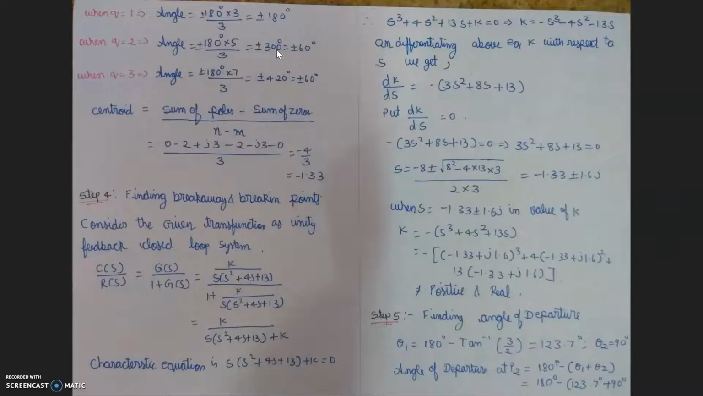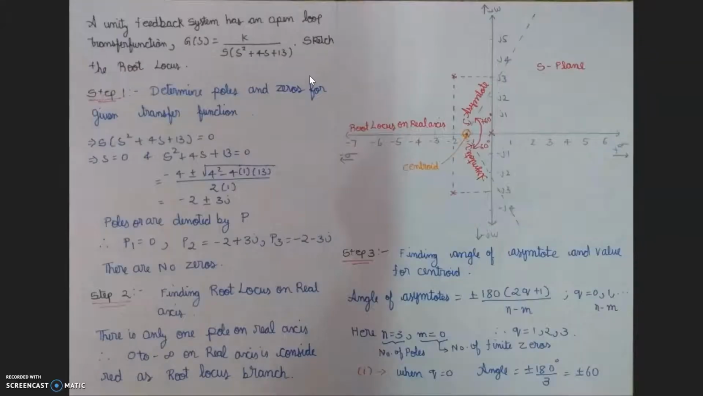So it will be varying between the signs. That's the reason why instead of 300, it is taken as 60. Since we have 60 here, we take the particular asymptote angle as 60. Before drawing this asymptote line, we have to find the centroid, because the asymptote line should start from a point, so we find the centroid point.